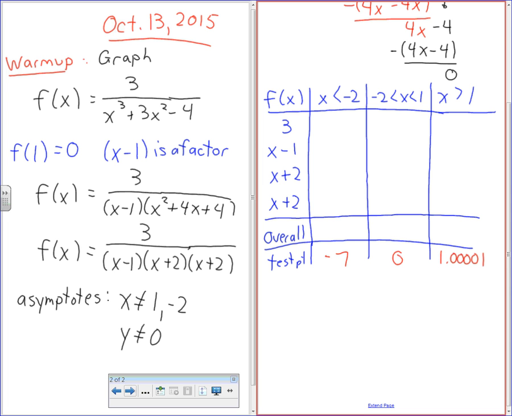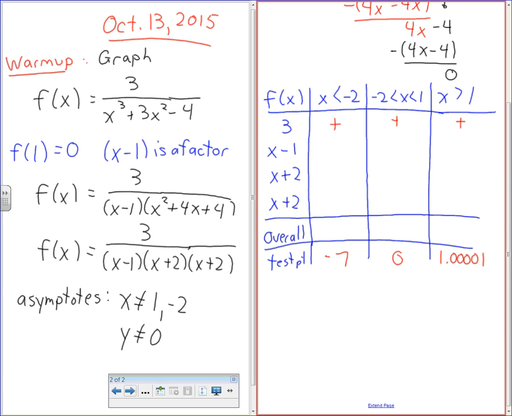So what I'm going to do is now I'm just going to start subbing in the numbers here and see what happens. All right. So if I sub in -7 into 3, that's going to be a positive. If I sub in a 0 into 3, that's going to be positive. If I sub in 1.00001 into 3, that's going to be positive. Nothing's going to happen.